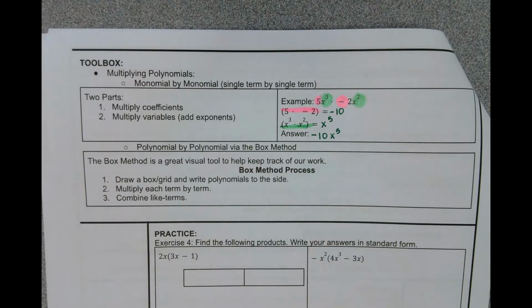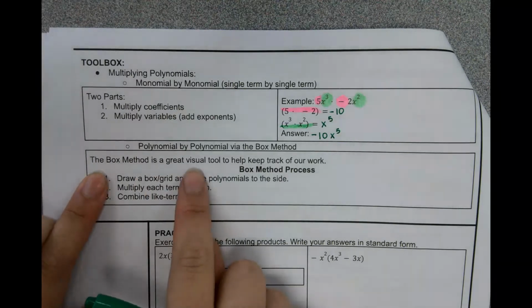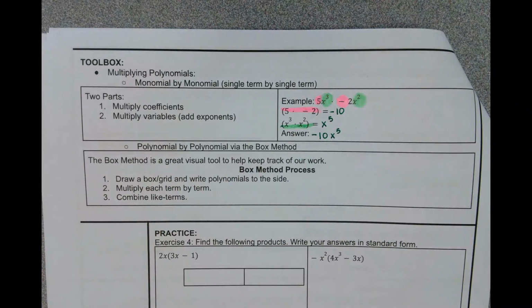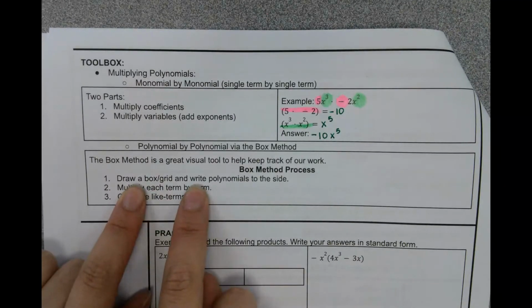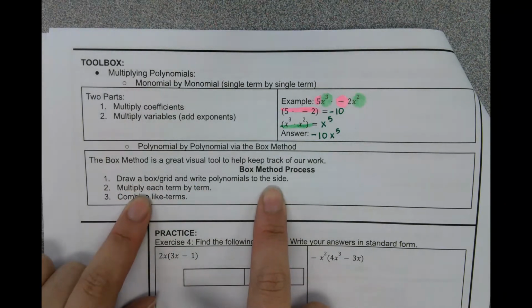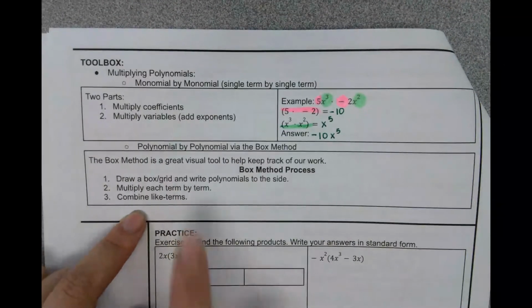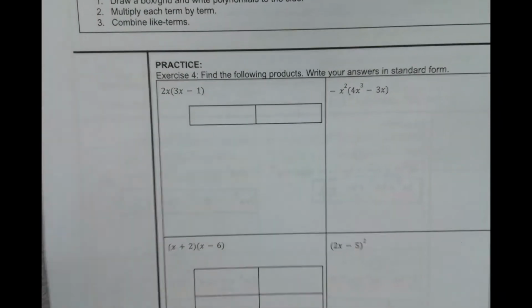Okay, another method we can use to multiply polynomials is the box method. And the box method is great for those of us who need a more visual way to see it. Okay, and it helps us keep track of our work. So what we do is we draw a box or grid and we write our polynomials to the side, term by term. Then we multiply each term by term and combine like terms. Okay, so let's get started with a couple of examples. I'm going to show you multiple ways for us to do this. Okay, and then it's up to you which way you prefer.